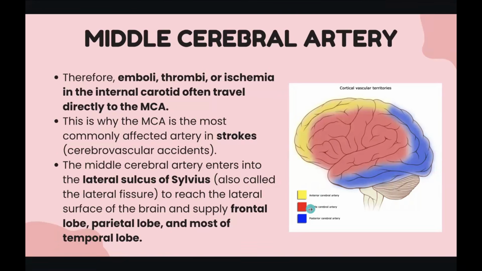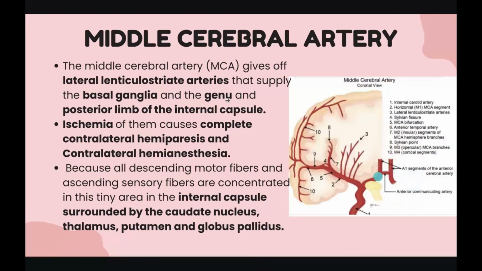So right now we're discussing the middle cerebral artery, and subhanAllah, as you can see, it generally supplies the majority of the brain. The anterior is up here and the posterior is down there. The middle cerebral artery gives off more arteries. Firstly, it gives off lateral lenticular striate arteries that supply the basal ganglia and the genu and posterior limb of the internal capsule.